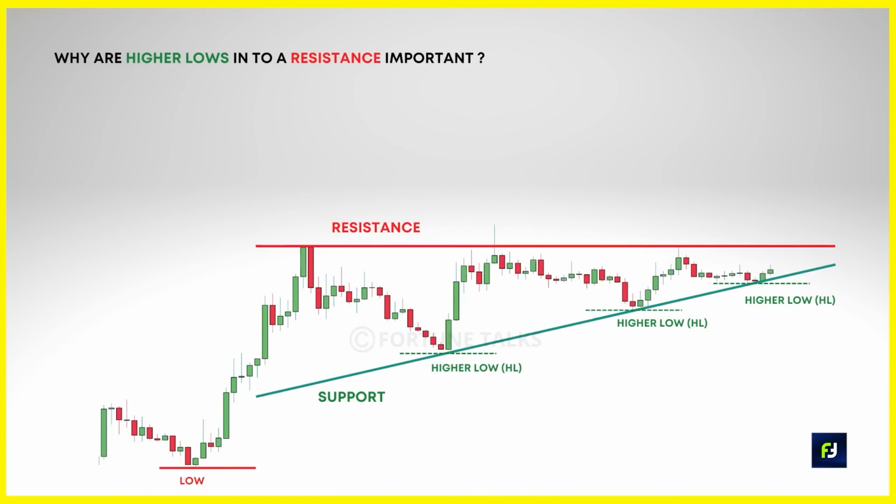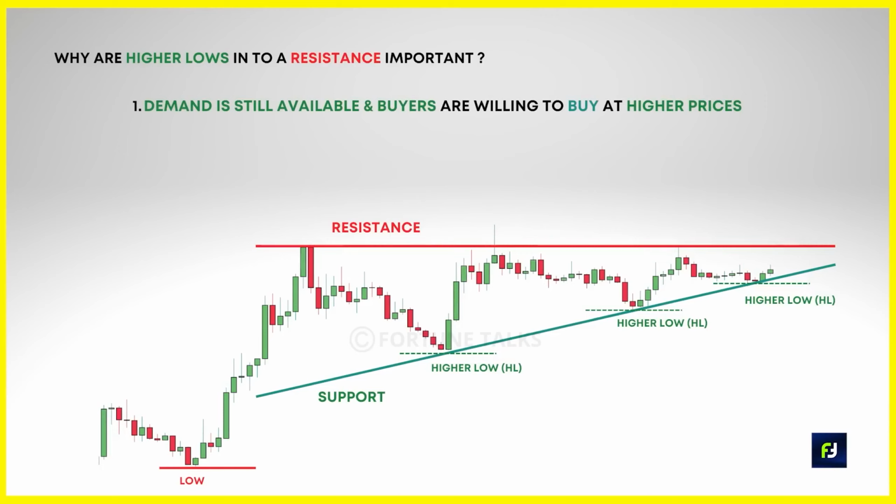Now, the higher lows are an indication that the buyers are willing to buy at higher prices. Now, think about it. If the buyers were not willing to buy at higher prices, you won't see higher lows coming into the resistance. Now, the fact that the market forms a series of higher lows tells you that there is demand even as the price continues higher.